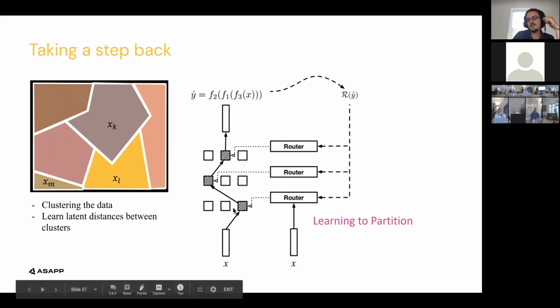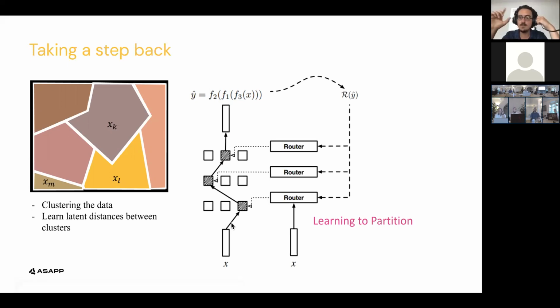So what we're effectively doing here is we have a very strange latent distance between samples. This distance is: how similar can the function be that handles those two samples? So we have pairwise distances. As soon as you have pairwise distances and you do this kind of separation, what you're effectively doing is clustering.